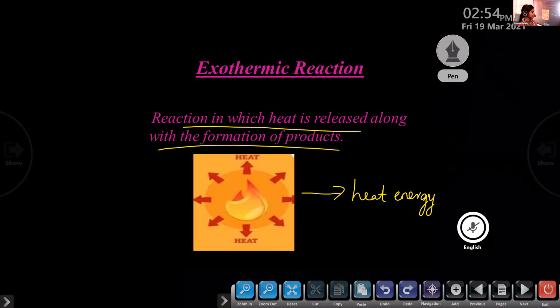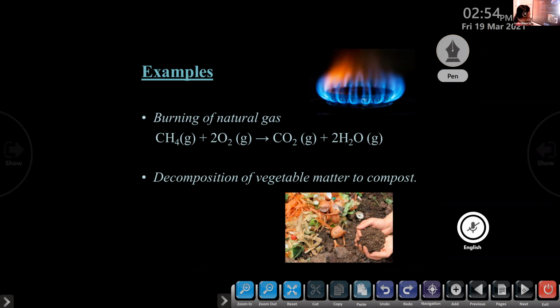Okay. This is clear? Yes, ma'am. Okay. Then we can learn certain examples. You can write the first example, that is calcium oxide reacts with water to form calcium hydroxide and heat, right? The first activity. Then the second one, burning of natural gas.